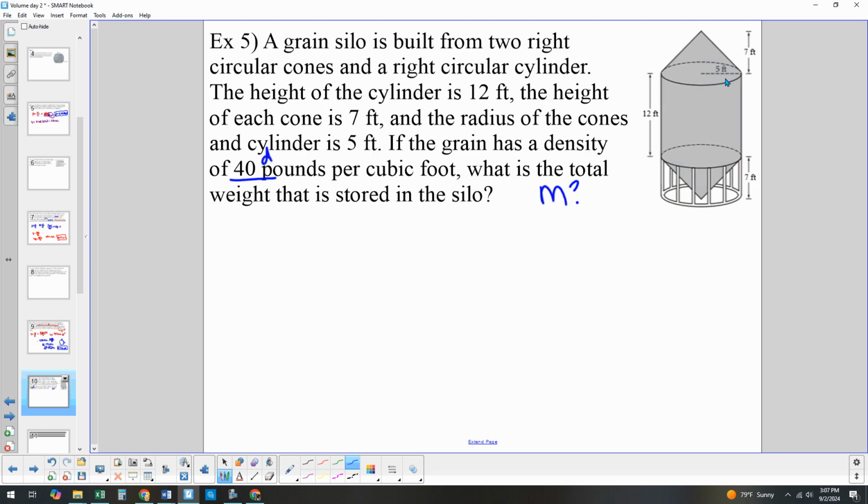I'm going to find the volumes and add them together because this is a composite figure. So my cylinder is pi times r squared times height. I'm going to leave this in terms of pi for right now. I don't know if it's going to come out to be something nice. It's not. I'm not going to bother. So this is 942.48.